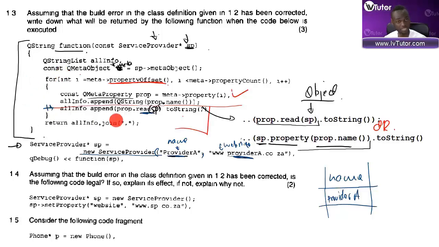And then we go to this line, which says info.join. Join joins everything in your QStringList and puts a comma in between, which means this would then return name, comma, provider A. This would be the output from this function. If we had two properties, it was going to be the name of that property and the value, comma, the name, comma, value, and so on and so on. So in this particular instance, this would return name, comma, provider A.